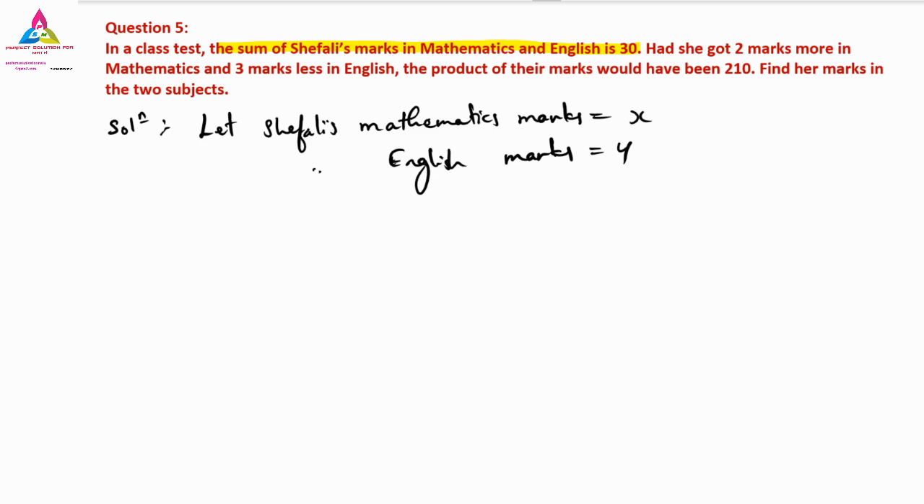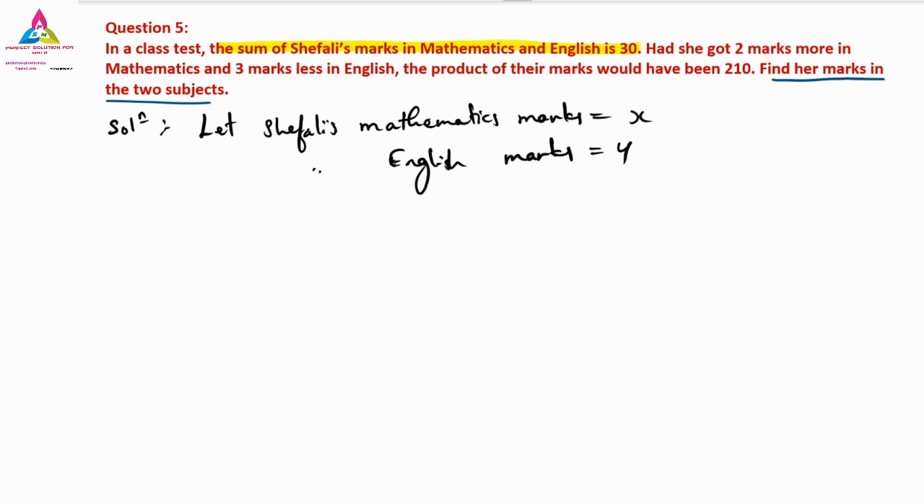So we have to take Shefali's mathematics marks as x and Shefali's English marks as y, because they have told you to find the marks in the two subjects. That means we have to find the marks of the two subjects. For that purpose, we have to take x and y. Okay. Next, what do we have to do?